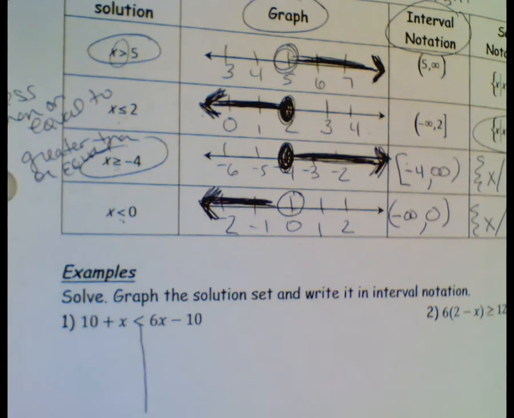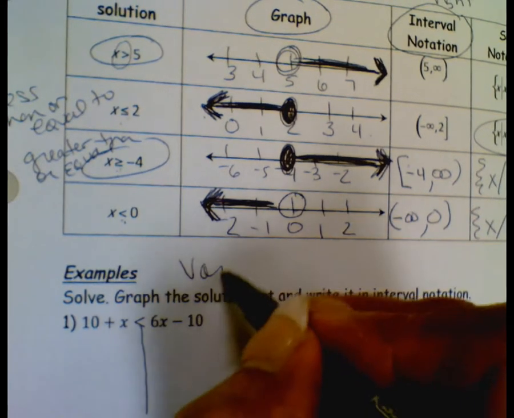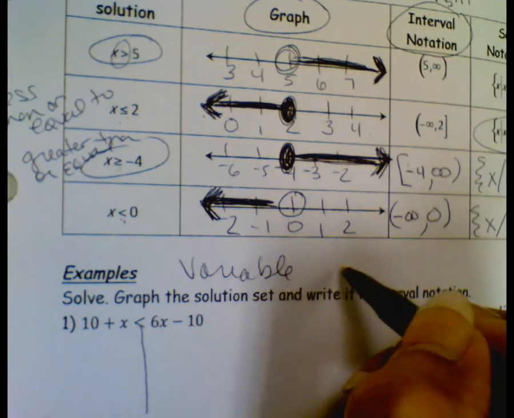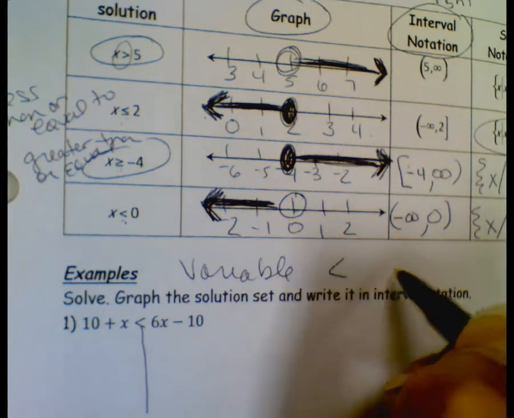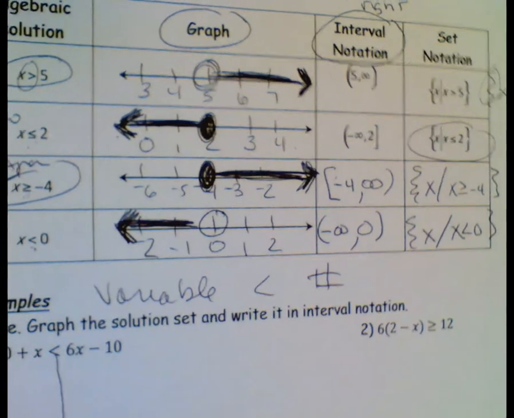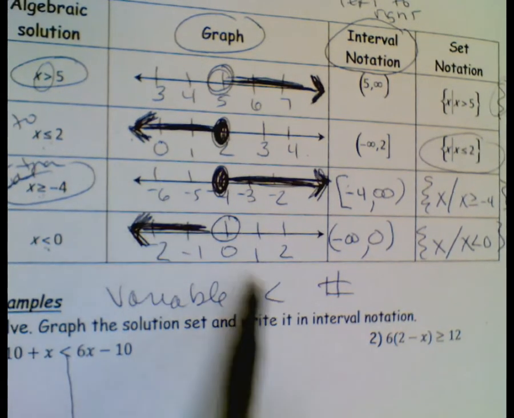Draw a line right here. Your job is to get the variable on the left, then your inequality, and then your number on the right. That way your number lines will always match this.